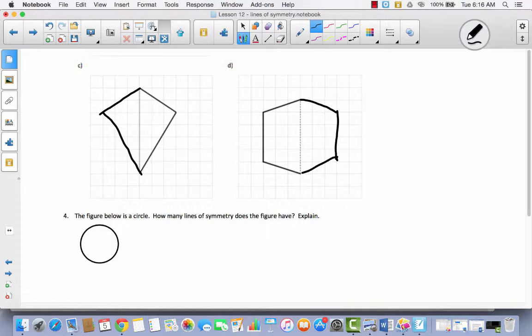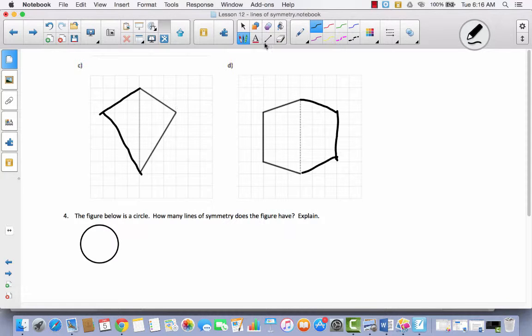All right, I want you to take a look at the very last problem here, and I want you to think about it. The figure below is a circle. How many lines of symmetry does the figure have? So think about the circle. If you cut out that circle and you folded it in half, where would the line of symmetry be? Think about that for a minute.